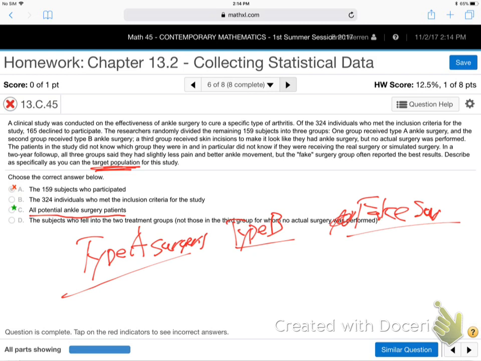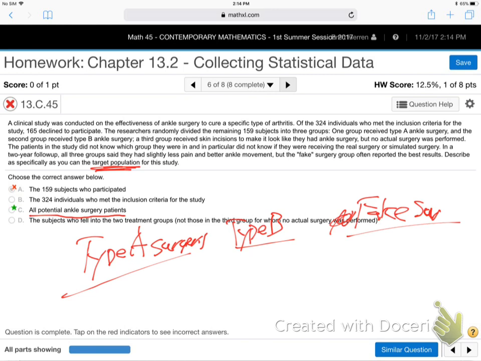So this is a made-up kind of thing. What's the target? The target is, what are you really trying to figure out with this? You're trying to figure out, does this ankle surgery help all potential ankle surgery patients? That's the goal: how you can help all people who have knee surgery, or in this case, ankle surgery, in the future. That's the goal. So I'll also ask questions on the test. You'll see the practice exam.